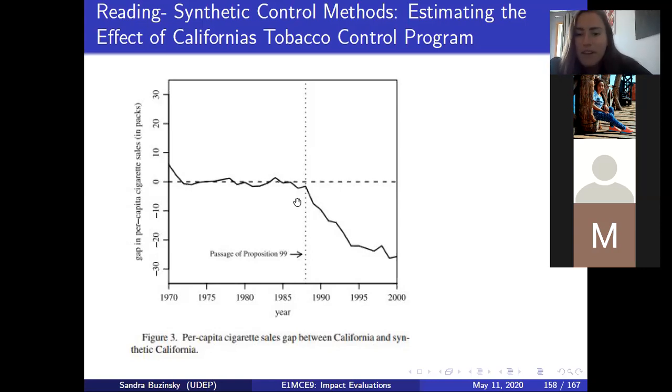The only thing that might be concerning is that you can see it kind of starts to drop off even before the policy was implemented. So there might be a bit of anticipation effect.